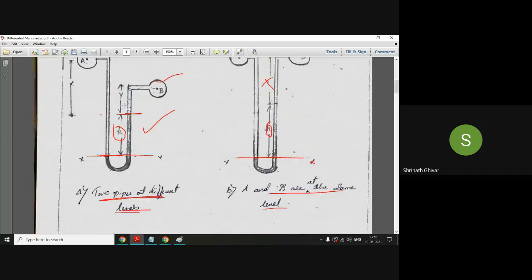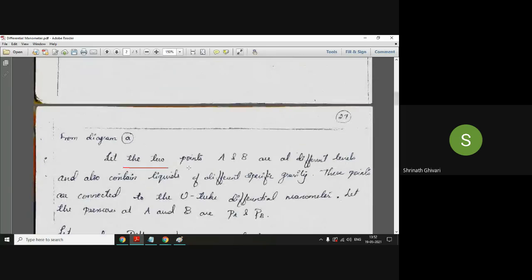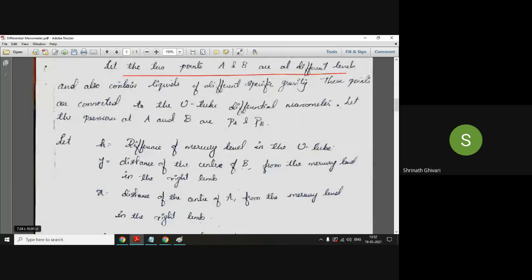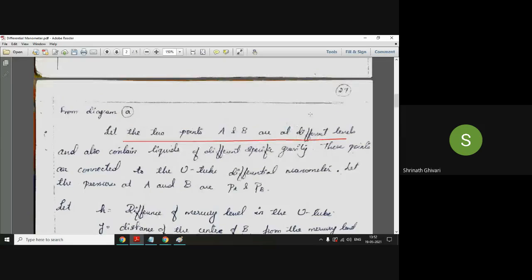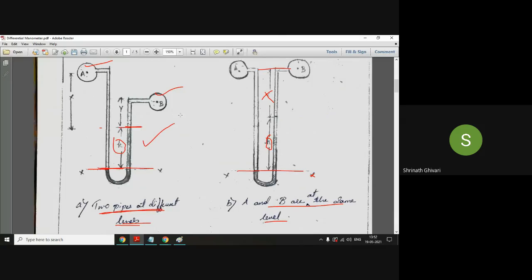From this diagram. Let the two points A and B be at different levels. As you know, the two points are at different levels. I will draw the diagram where I can draw it. So there are two different levels, A and B.